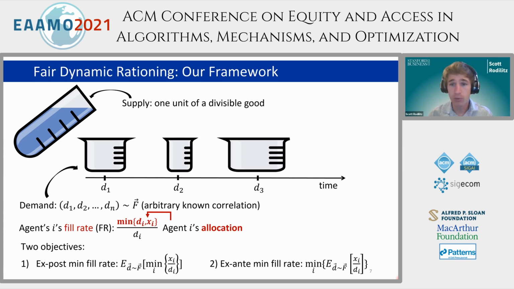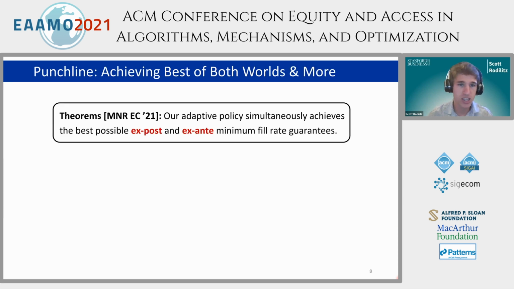All right, so that's our framework. I'm going to jump right into our main result. In the paper, we design an adaptive policy which simultaneously achieves the best possible ex post and ex ante minimum fill rate guarantees. Said another way, no sequential policy can guarantee a better ex post or ex ante minimum fill rate. So not only do we have strong theoretical guarantees with our policy, which I'll introduce in a moment, it's also practically appealing.